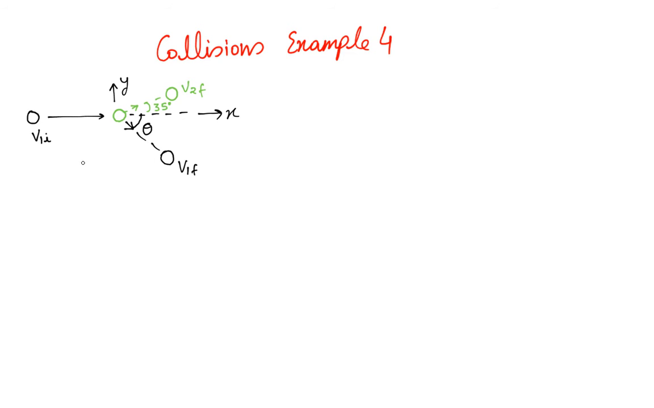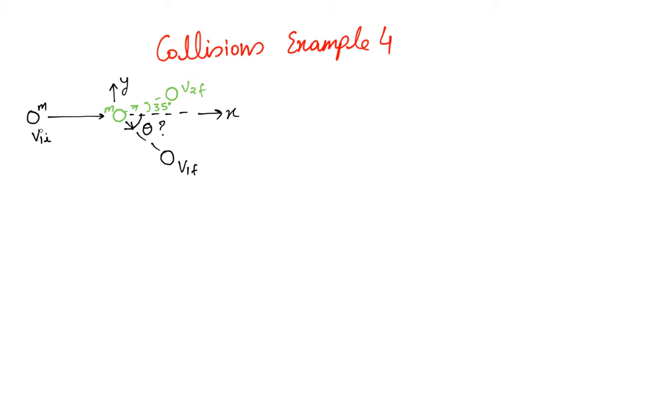So what we have here is a ball which comes and strikes another ball of the same mass. If this is mass m, this is also mass m. This ball goes in a direction that makes an angle of 35 degrees with the x-axis, assuming the first ball was aimed along the direction of the x-axis, and this one here makes an angle theta. So the question is, what is this angle theta this ball makes with the x-axis?